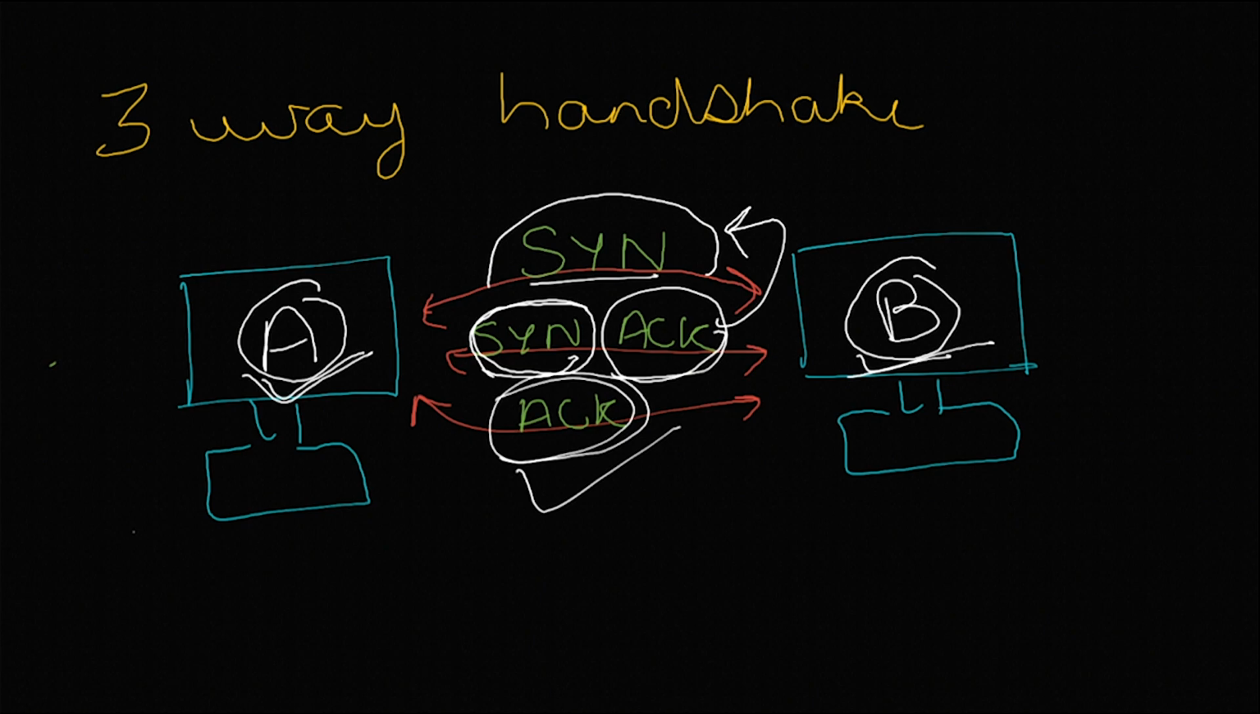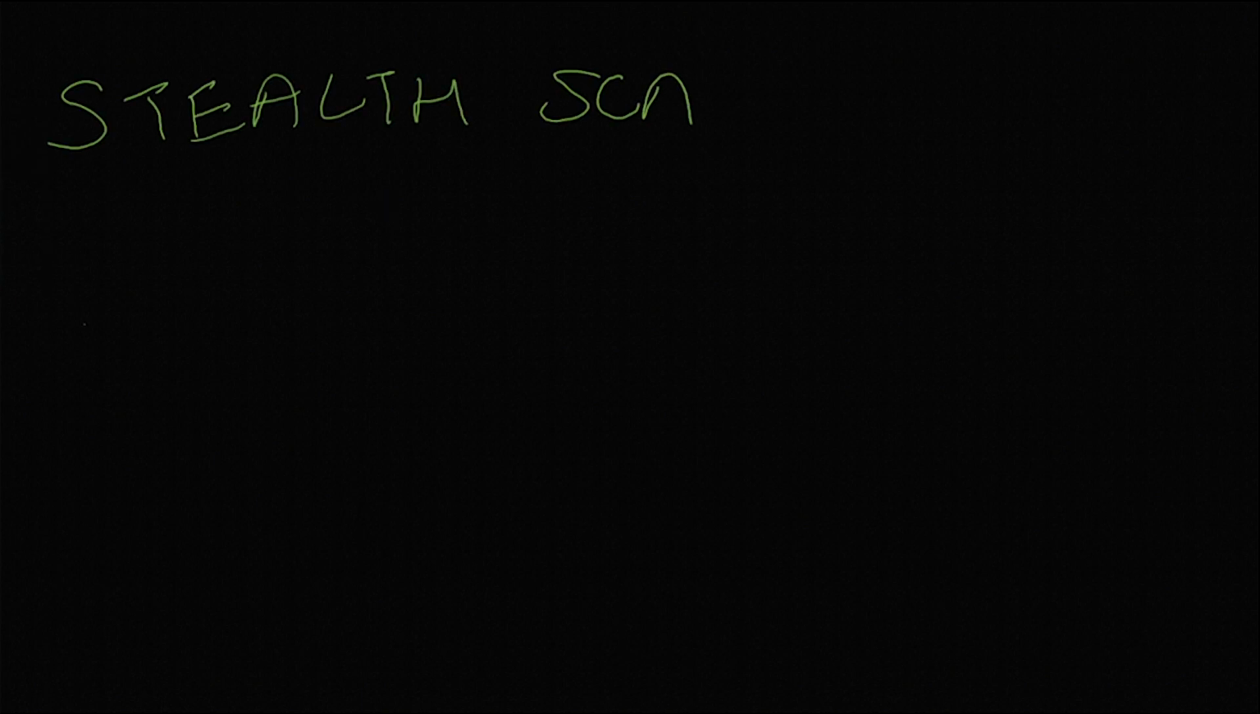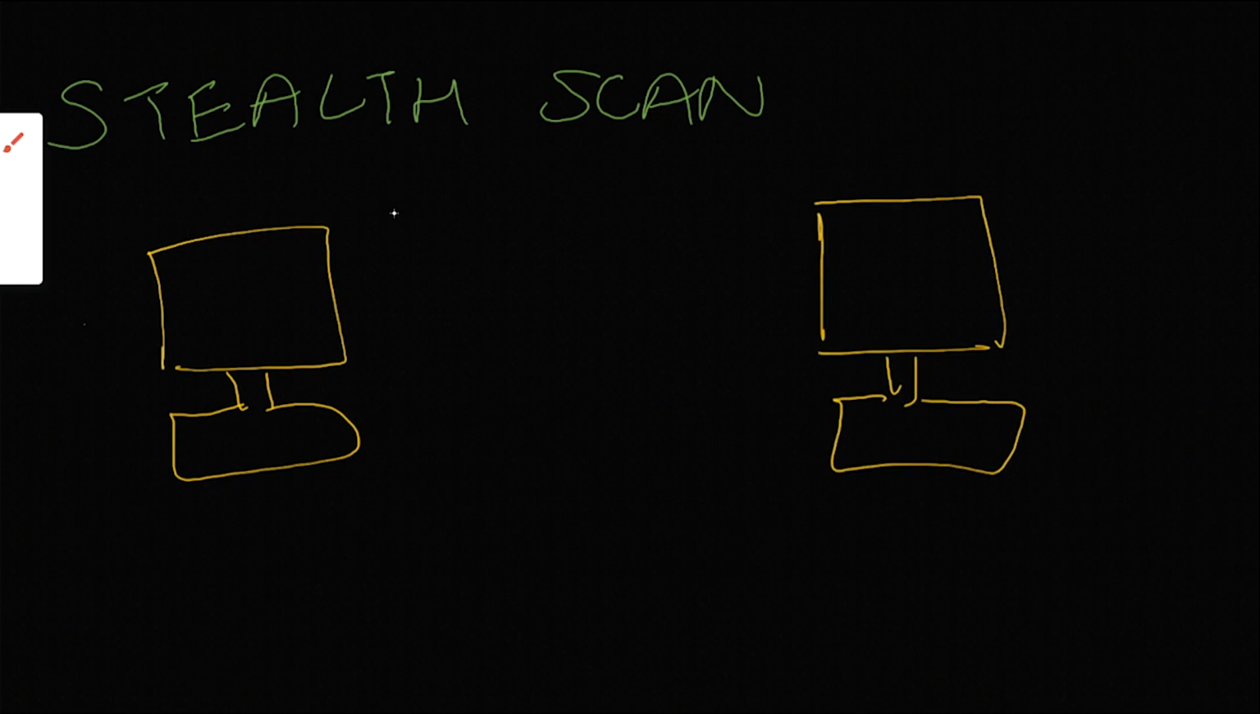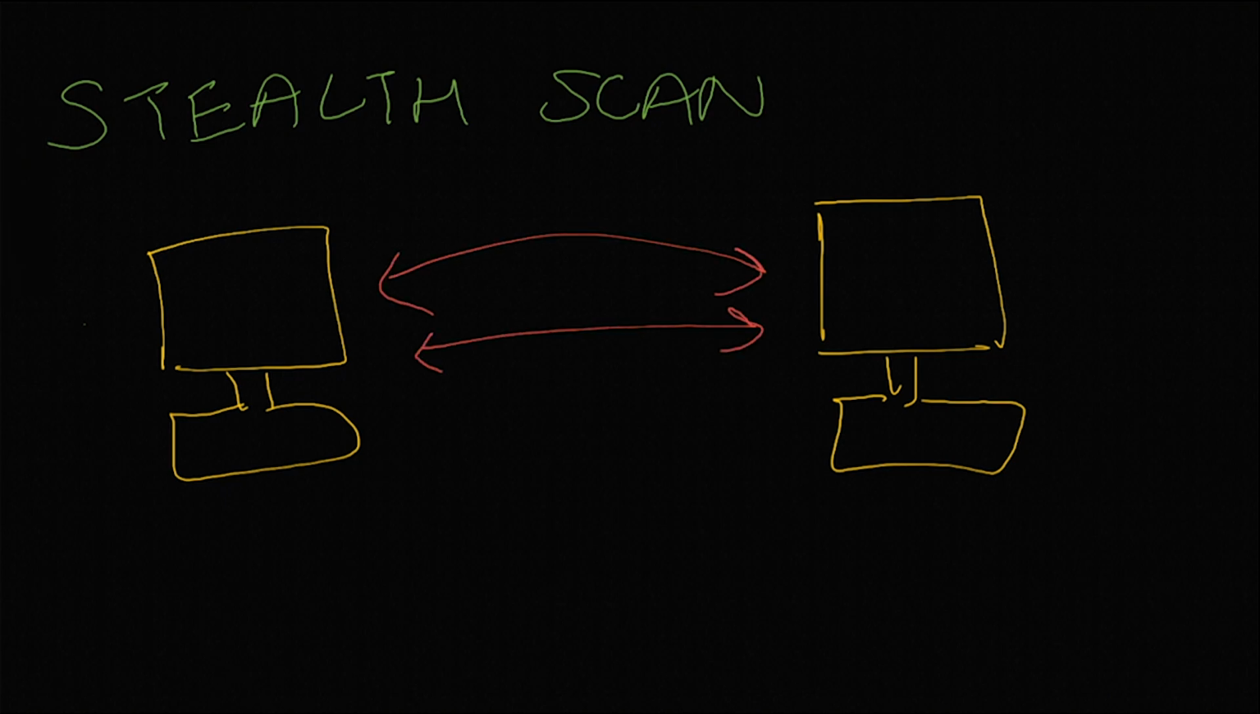And let's see what a stealth scan does now. We'll be talking about the stealth scan in Nmap. So let's take another example, two computers. I explained to you what a three-way handshake is, right? A stealth scan is a bit similar, but it does not complete the three-way handshake. So let's see what it does.